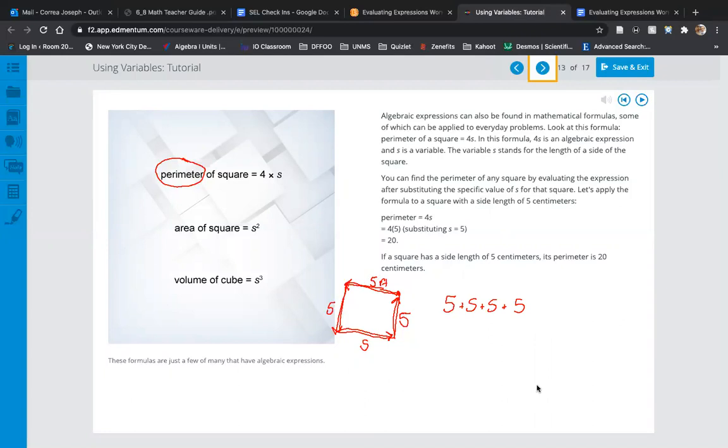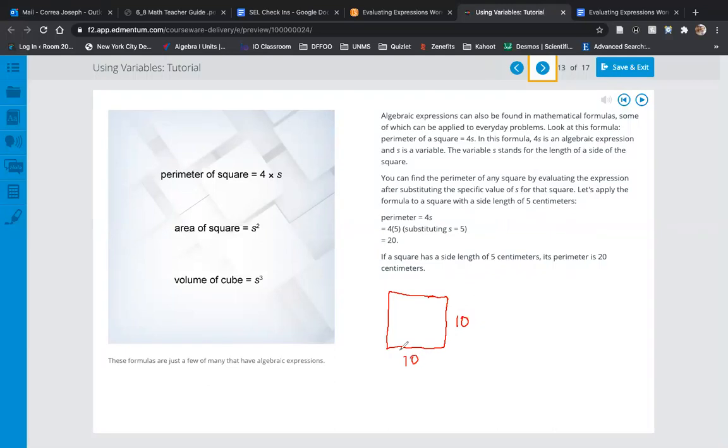So different example. If I had another square, right? Let's say this is my other square. It has a side length of 10, right? So I know all squares have the same length going around the side. So if this is 10 here, this is also 10, this is also 10, this is also 10, right? So again, perimeter is the length around the outside. So 10 plus 10 plus 10 plus 10. Right? 10 plus 10 plus 10 plus 10 is just 40, right?